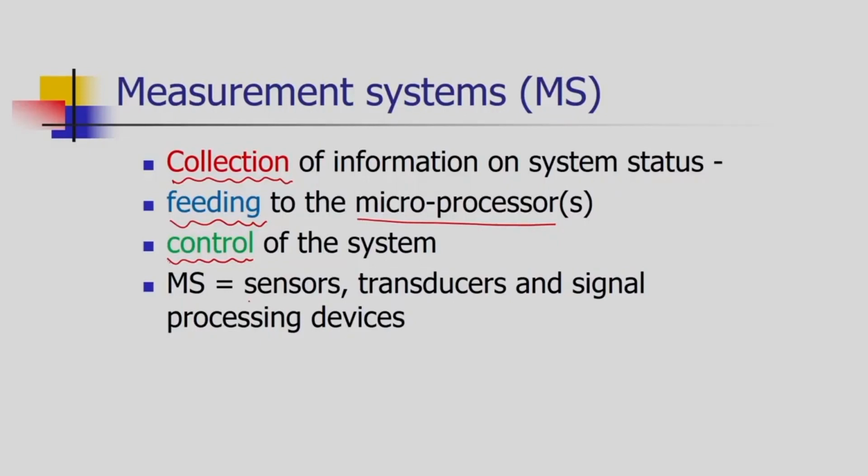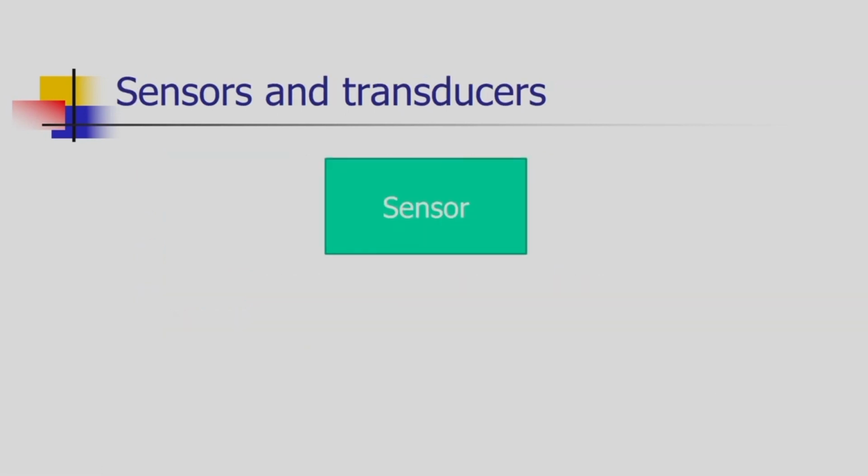The measurement system has various elements: sensors, transducers and signal processing devices. So, we will see them one by one. What is the meaning of a sensor? The definition of a sensor is a physical element which produces a signal relating to the quantity being measured. So, a sensor is a physical element which senses the measurand and produces a signal. That we call a sensor.